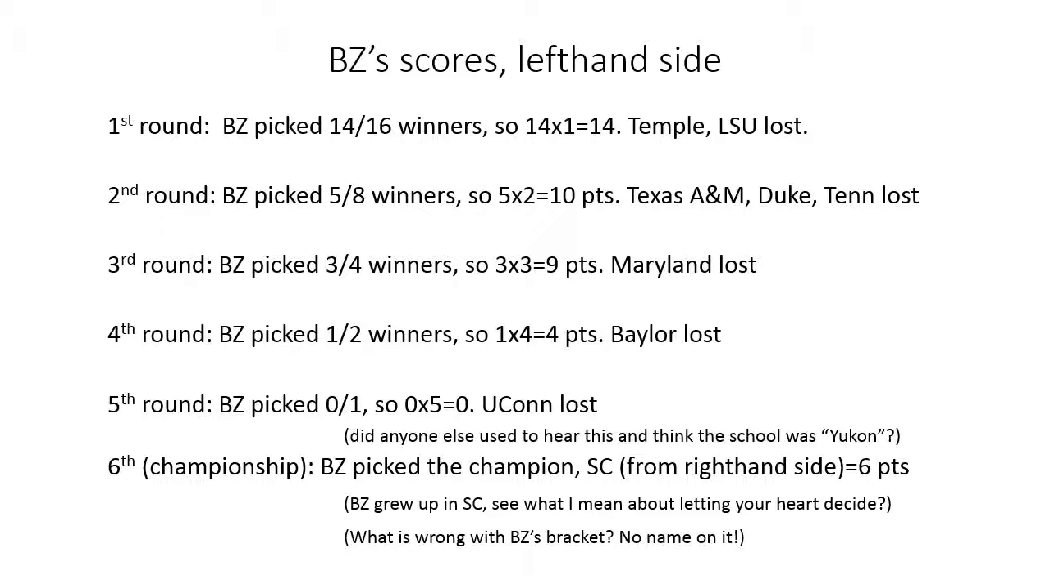She picked 3 out of the 4, that's 9 points. She picked 1 out of the 2, that's 4 points. The fifth round, she didn't pick any winners on the left-hand side, so she got 0 points. But she did pick the champion, which is South Carolina. And Beth grew up in South Carolina, so my guess is that's why she picked it. Most people didn't, because year after year, UConn is usually the winner. So this was a really, really exciting game.